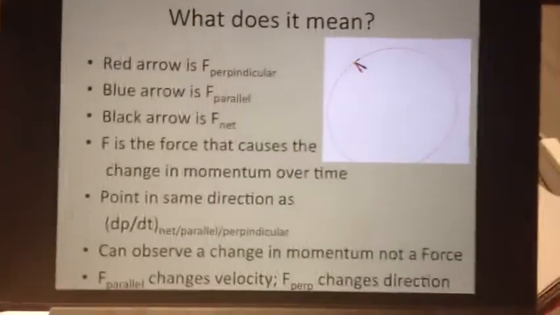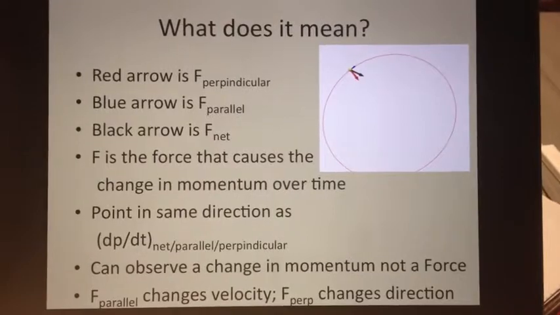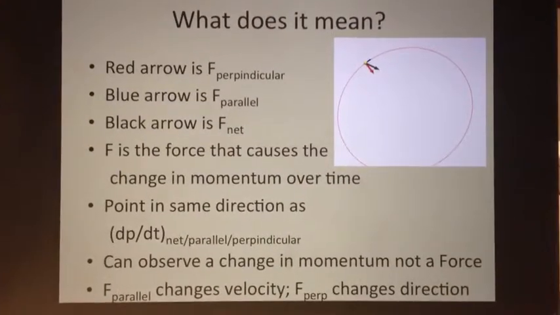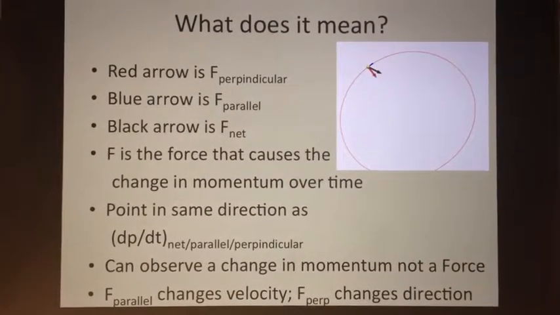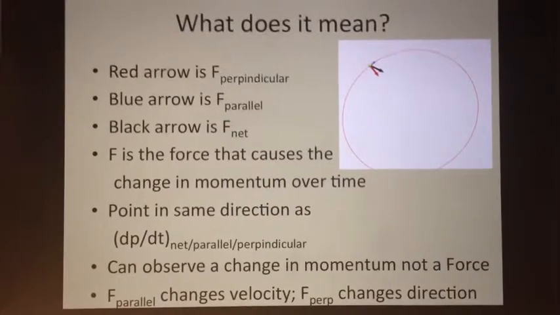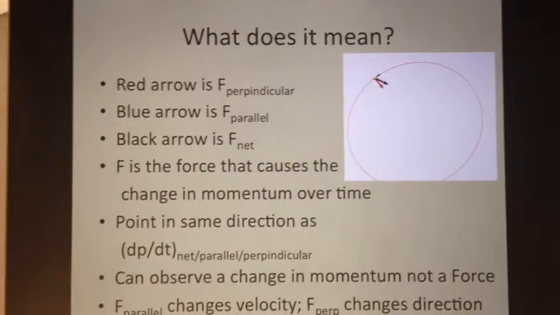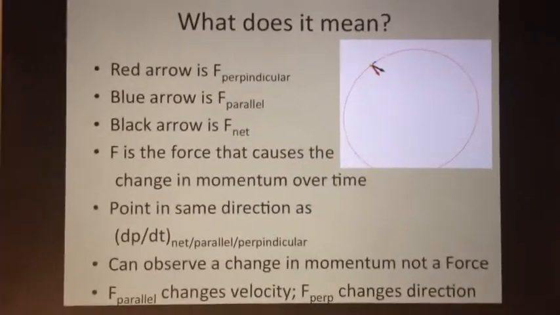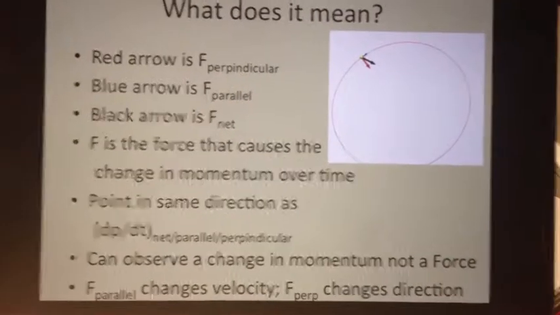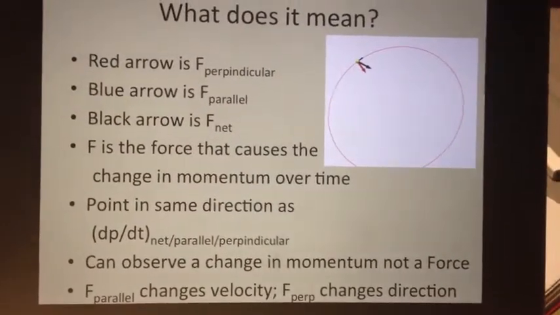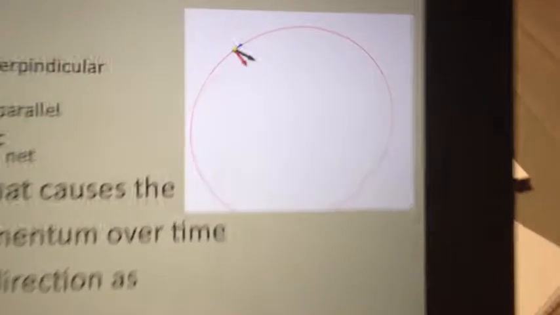So what does it mean? This is a picture of my module running. The red arrow is F perpendicular, the blue arrow is F parallel, and the black arrow is F net. F is the force that causes the change over time. So the only force acting on the star is the gravitational force from the black hole. So that's why the black arrow, which is F net, is always pointing towards the center of its path.